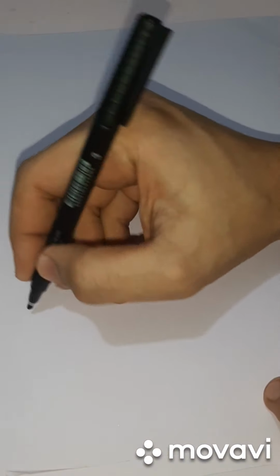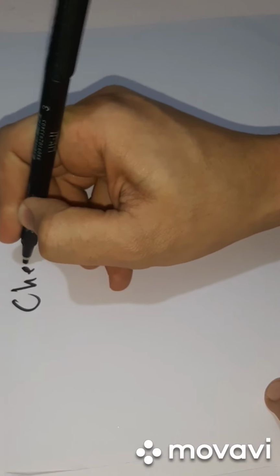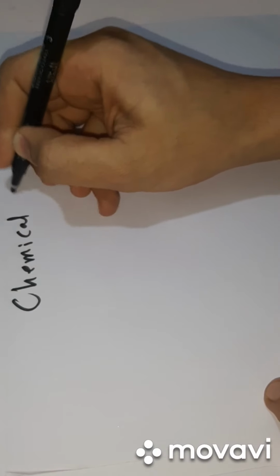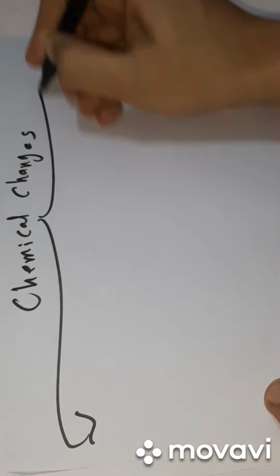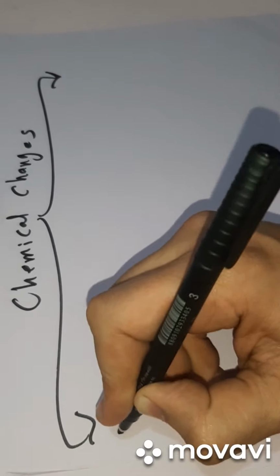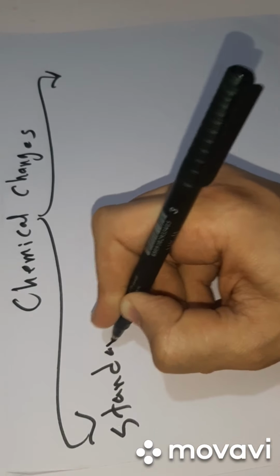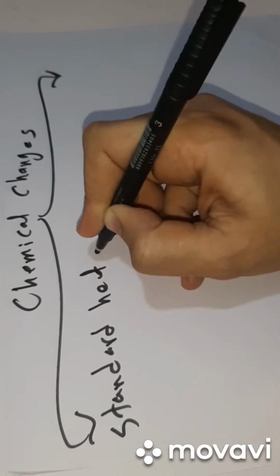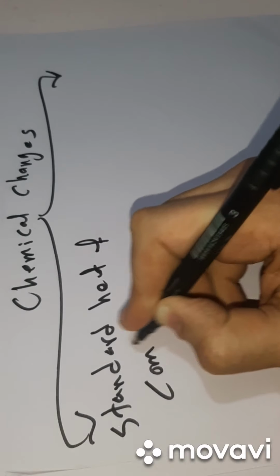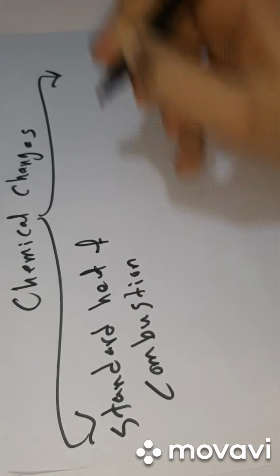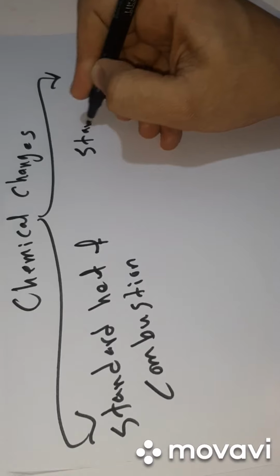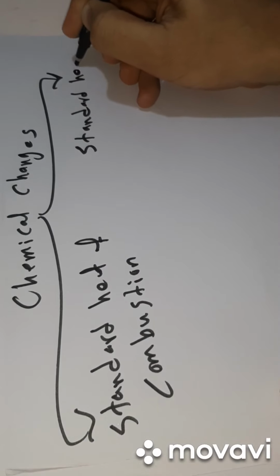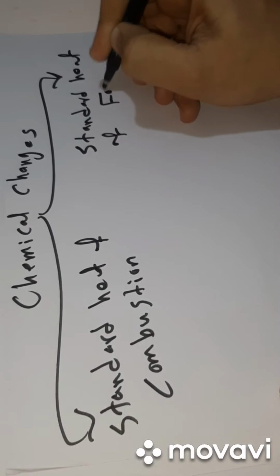Today we have a new lesson, which is heat changes accompany chemical change. We will study heat changes accompany chemical changes. This part is divided into two main parts. First we will study the standard heat of combustion, and in the second part we will study the standard heat of formation.